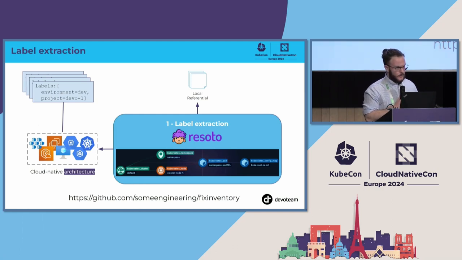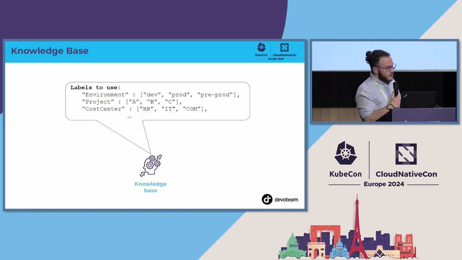Then the second point is the knowledge base. For the example, we keep it really simple. So we just consider a label on environment, project, cost center, the key and value to use. But as I said, this could be really more elaborate, and it's basically knowledge management work.